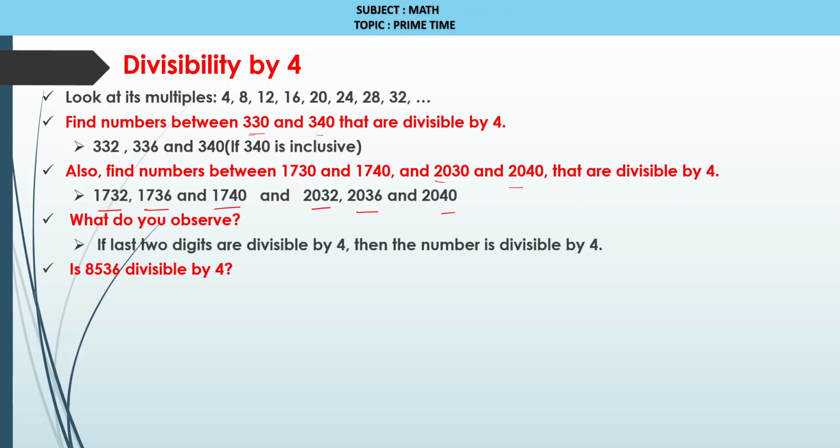Is 8536 divisible by 4? Just now we came to know that the last two digits should be divisible by 4. So, as 36 is divisible by 4, therefore 8536 is divisible by 4.